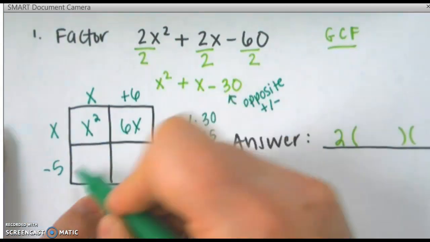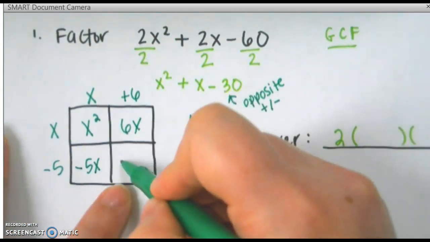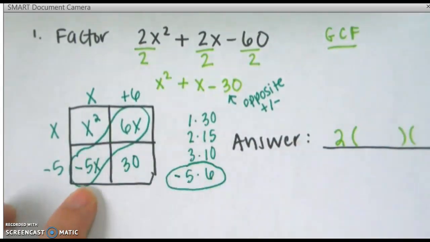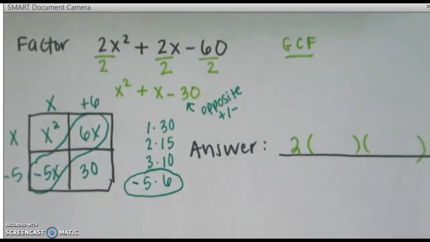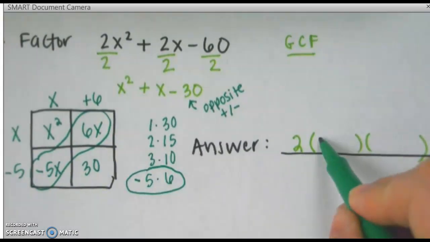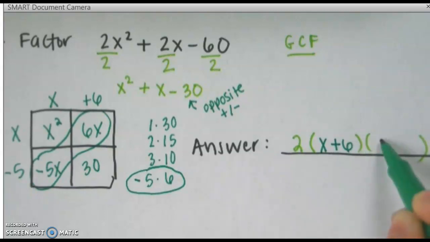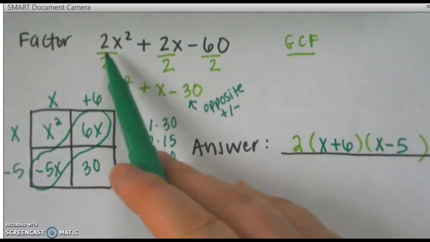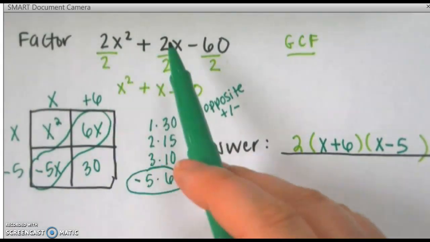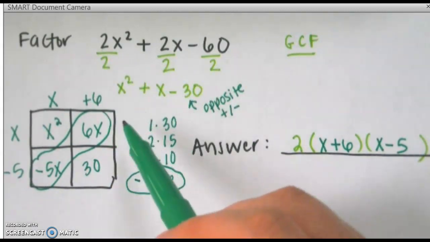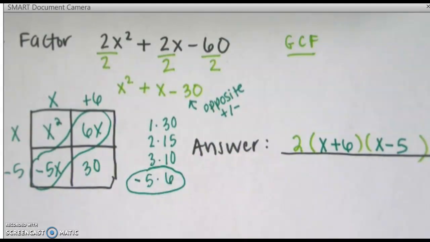That will give me 6x, that will give me negative 5x, that will give me negative 30, and those combine to a positive 1. So my final answer is going to be the 2 that I divided by first and the 2 factors that I found. All right, so basically whenever you see a number in front of the x squared, try dividing all 3 numbers by that number first, and then factor the new polynomial.